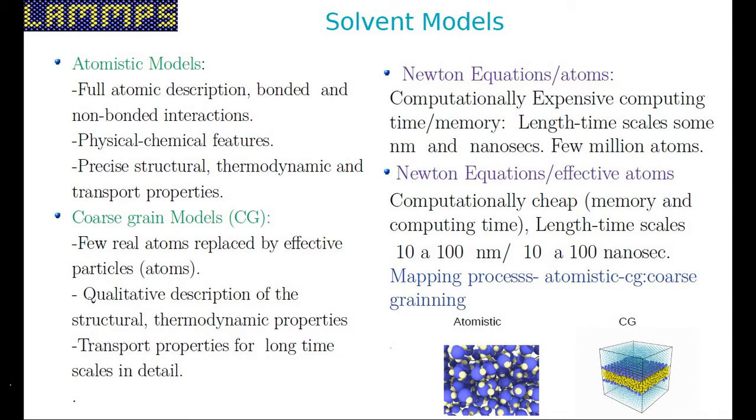For this, the Newton equations are solved for the effective atoms. This is computationally cheaper than the case for atomistic models. So the length and time scales are of the order of 10 to 100 nanometers and 10 to 100 nanoseconds. However, a mapping process is needed: we need to map from the atomistic real systems to the coarse-grained models. This is called the coarse-graining process.